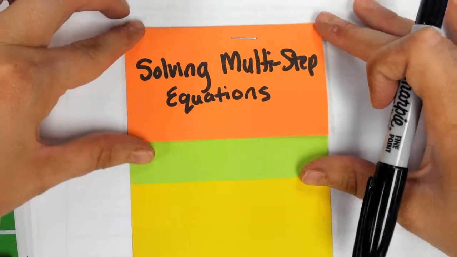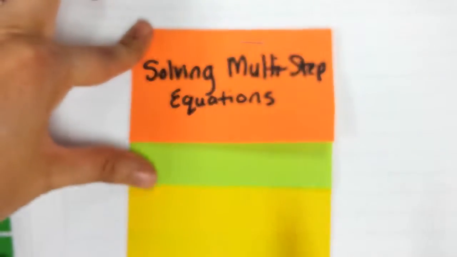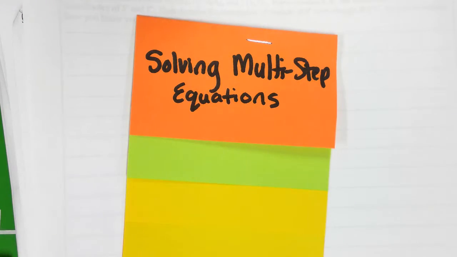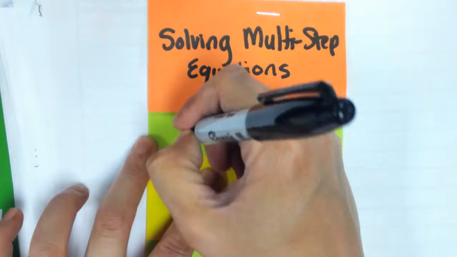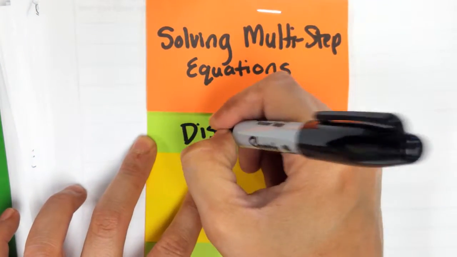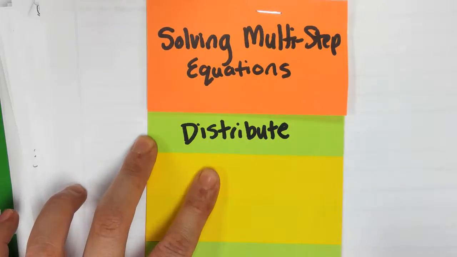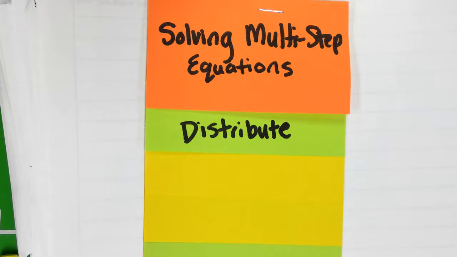So the way this foldable is going to work is we're going to solve a problem through each one of these. First, let's go through and write the steps, and then we'll solve a problem. Step 1 is to distribute. So that means you're going to use the distributive property, like when you have a number on the outside of the parentheses and you multiply the numbers inside.